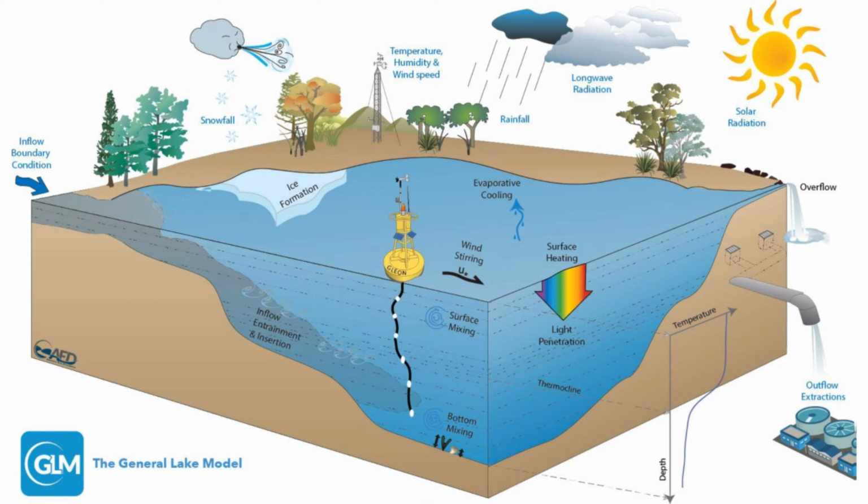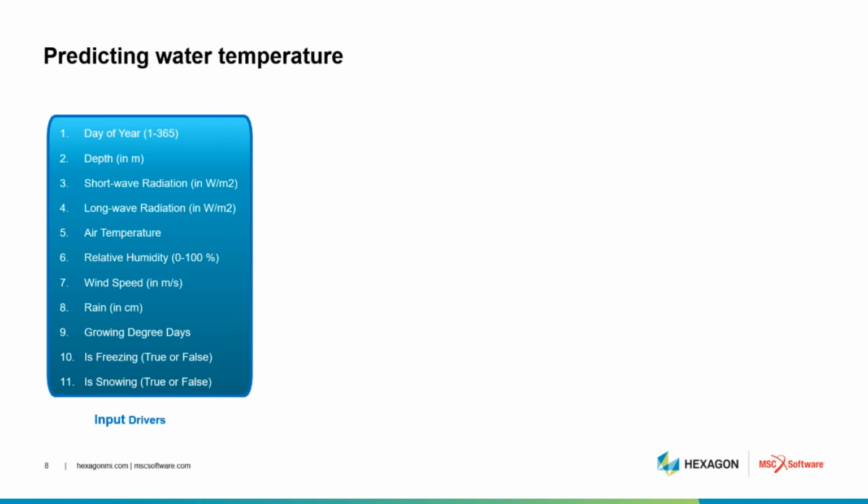We want to derive the temperature at each point of this lake, and we know which day of the year it is. If we complete this simulation, maybe we can do 3 or 4 runs, but if you want to change every parameter, it takes too much time. If you want to predict water temperature, I listed 11 input drivers here. You can see day of the year, depth, air temperature, wind speed, rain, is it freezing or not, is it snowing or not, and other parameters.